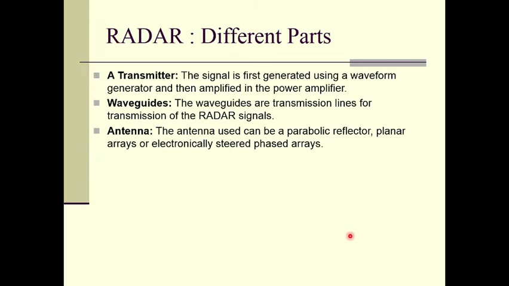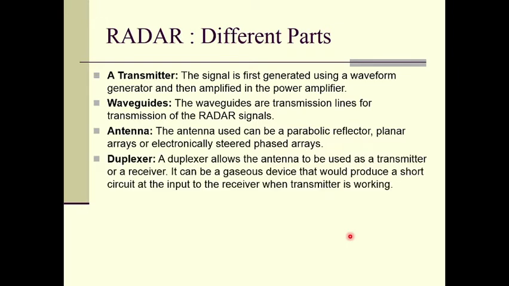So, antenna, the antenna used can be a parabolic reflector, planar arrays, or electronically steered phased arrays. Duplexer. A duplexer allows the antenna to be used as a transmitter or as a receiver. So, both applications of antenna can be done by using a duplexer. It can be a gaseous device that would produce a short circuit at the input to the receiver when the transmitter is working, right? So, at a time one part will be working, that means either the transmitter or the receiver is working, and it will send signals to the antenna, or it will receive signals from the antenna, right?